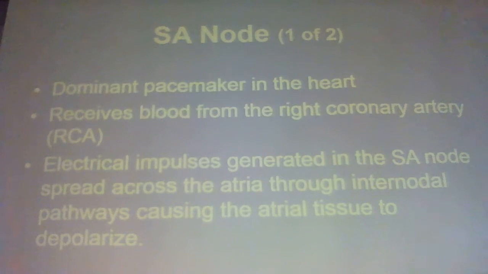Say that again. Yeah. So in your limb leads, they're typically 2.5 millimeters or smaller. And in your precordial leads, they are 1.5 millimeters or smaller.